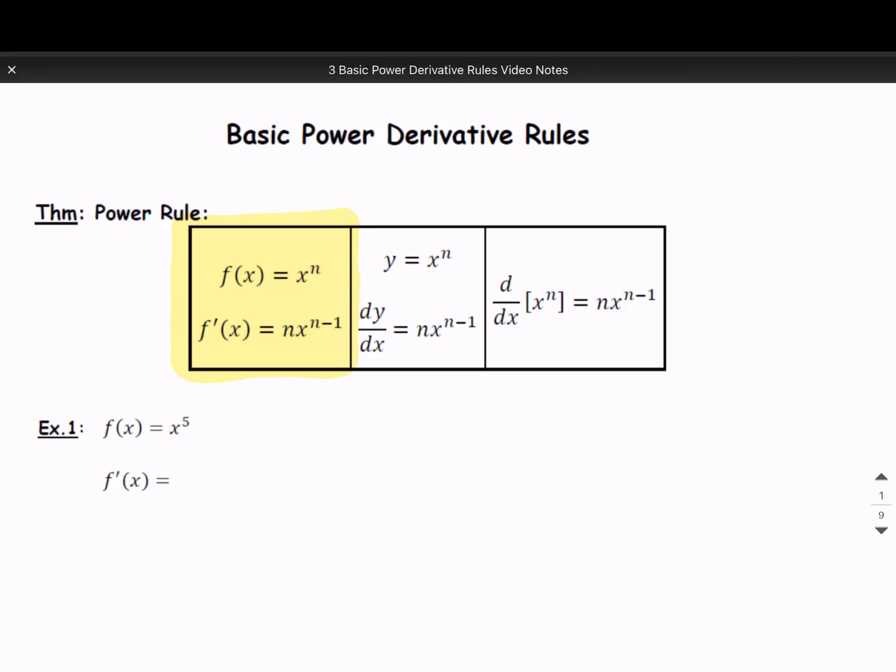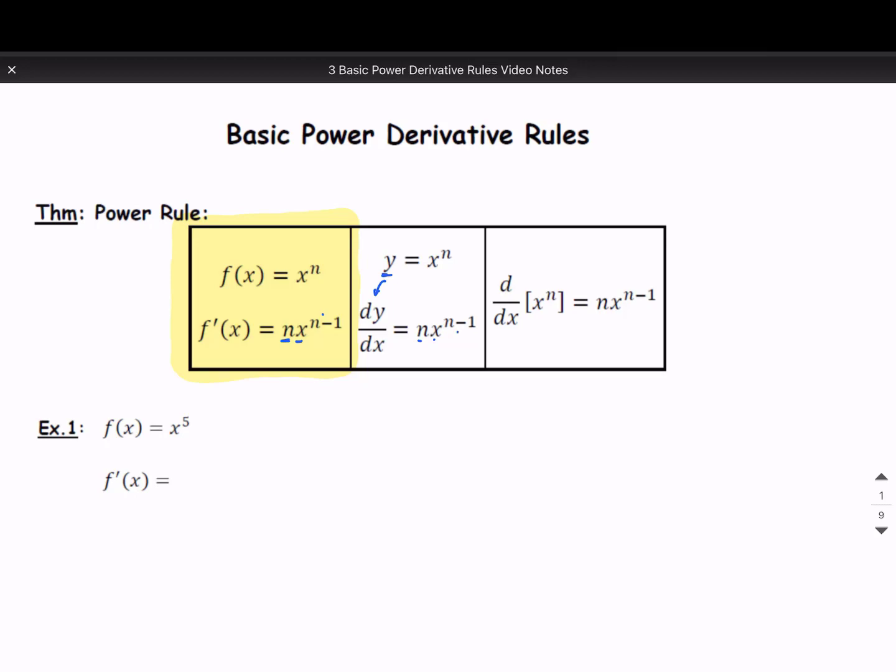If the function f of x is x raised to an exponent, that's a number, then the derivative is you bring down that exponent, keep the x, and lower the exponent by 1. If the name of the function is y, we know that the name of the derivative is dy dx, but it's the same rule. Bring down the exponent, keep the x, subtract 1.